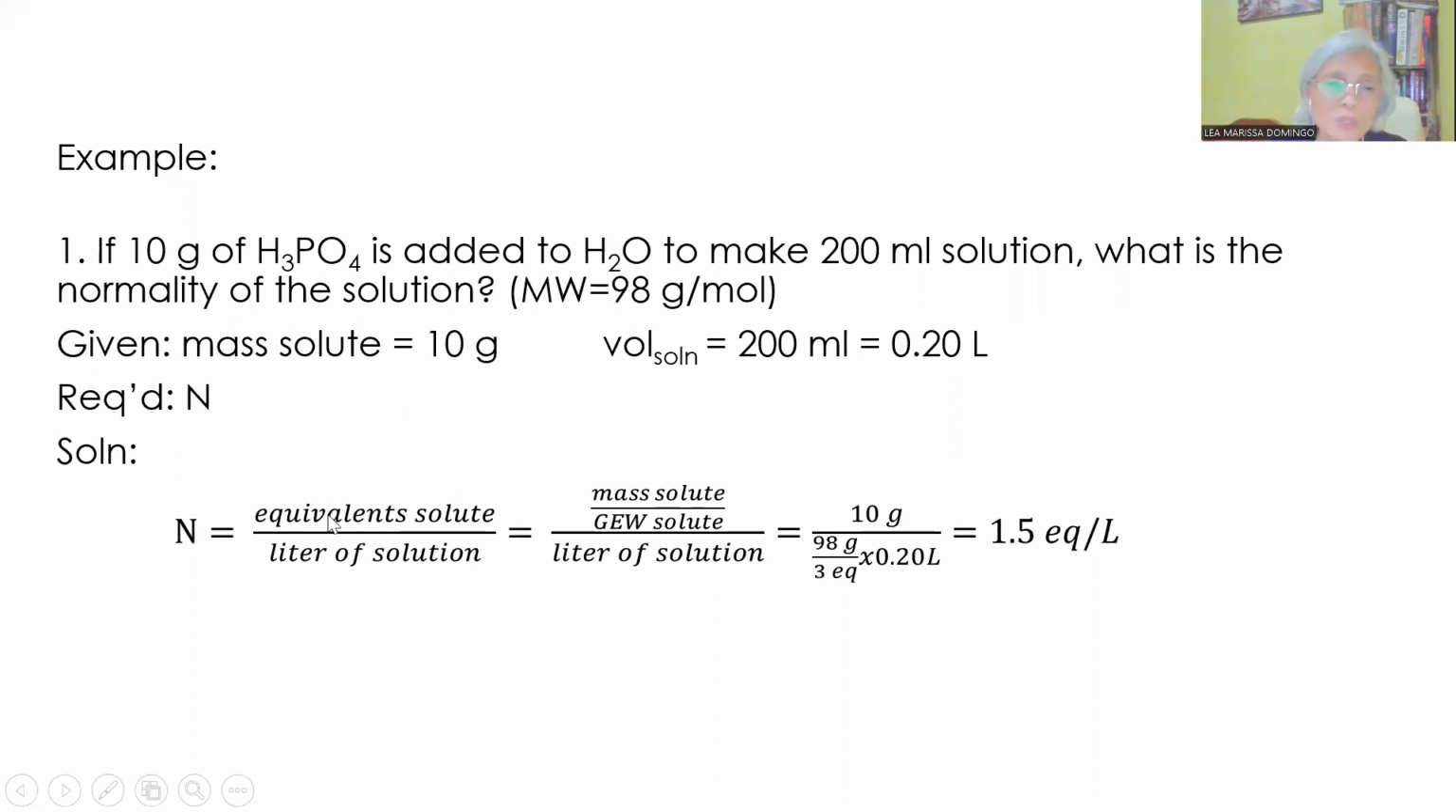So using the definition, normality is equal to equivalence of phosphoric acid upon liter of solution. Equivalence is mass over gram equivalent. So 10 grams, and the gram equivalent is the same even if it is in the denominator or below. So 98 grams is the molecular weight, and the number of replaceable hydrogen is 3. Just look at the formula. So 98 grams per 3 equivalent. The grams would cancel out, the equivalence goes up, divided by 0.2. So that's 1.5 equivalents per liter or 1.5 normal.